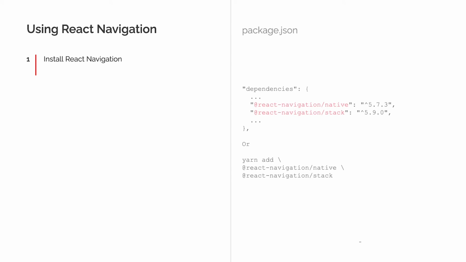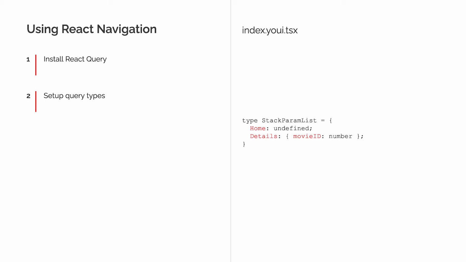For one final time, we'll add our dependencies. We'll be using a stack navigator in this example. So in addition to the base package, we'll pull in the stack package. With React Navigation, routes are defined with a string key name as well as params, which are very similar to props. We'll start by typing those out now.